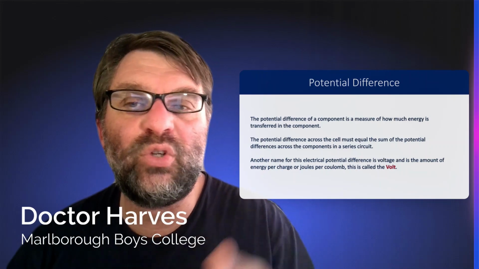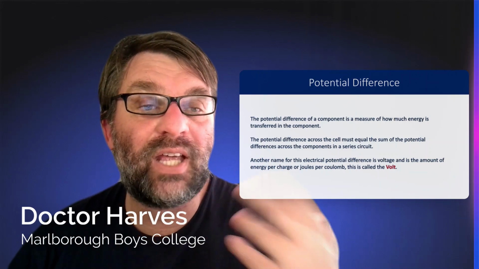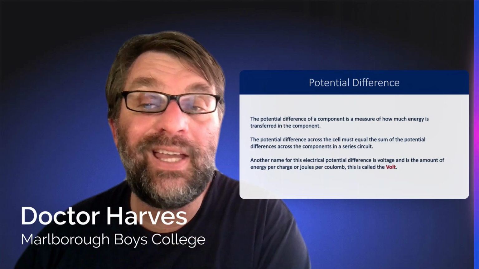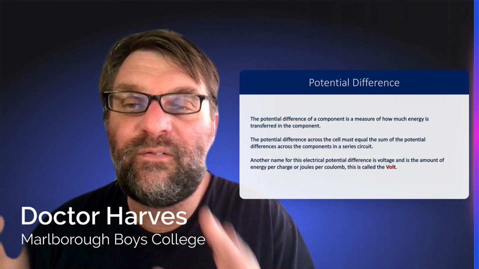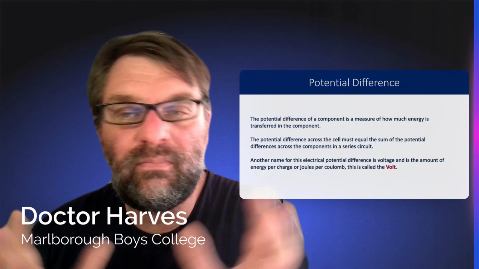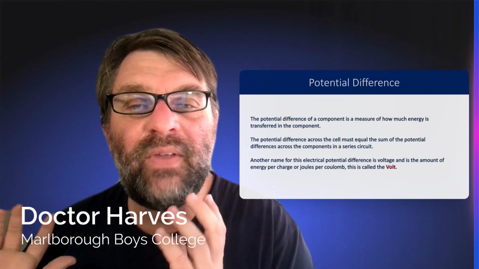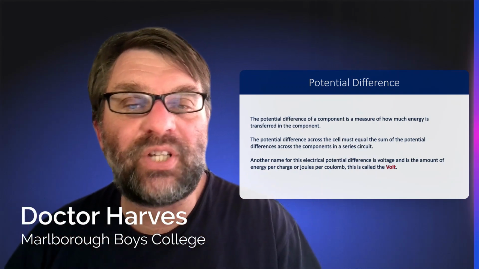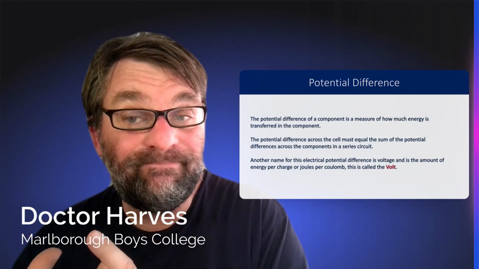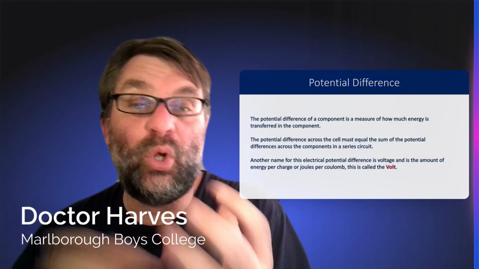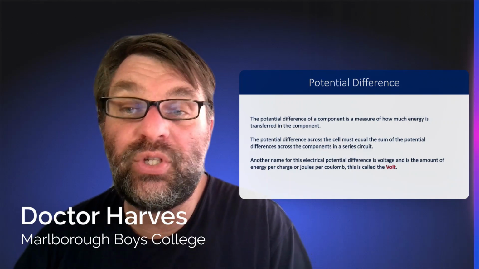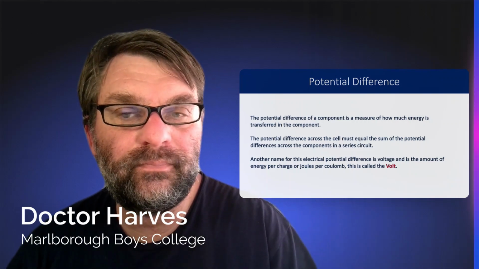So for each of those lamps, remember you started off with 1.5 volts. Each of those lamps were 0.5 volts. 0.5 times 3 is 1.5, so it all adds up. And then, as I've mentioned, another name for this electrical potential difference is known as voltage, and it's the amount of energy per charge, or the joules per coulomb, and this is of course called the volt.